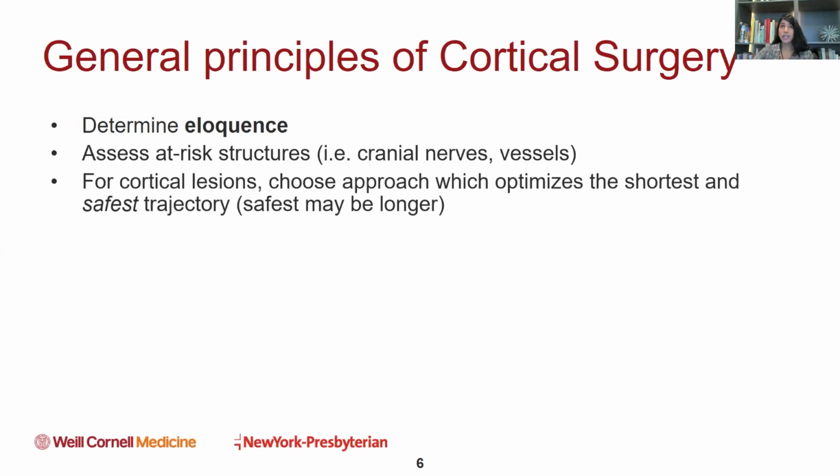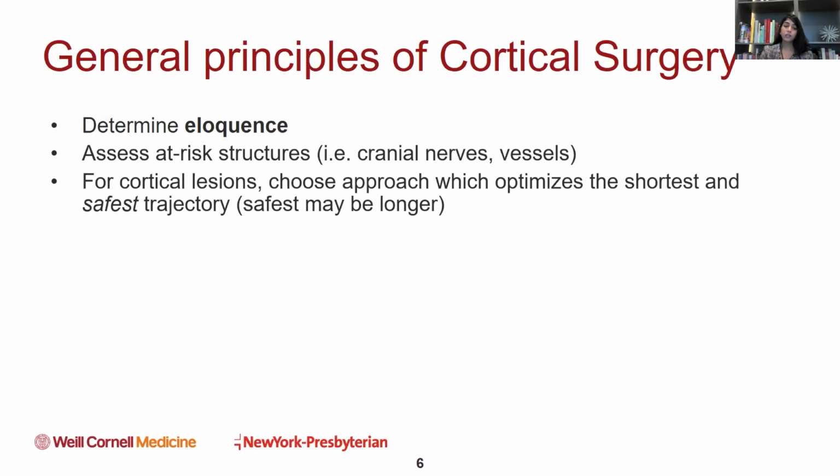So in general, we like to say choose the shortest path because you want to go through the least amount of brain to get to anything. So if a tumor, for example, comes to the surface, you want to start your opening right at that surface. So you're minimizing the manipulation of the brain.